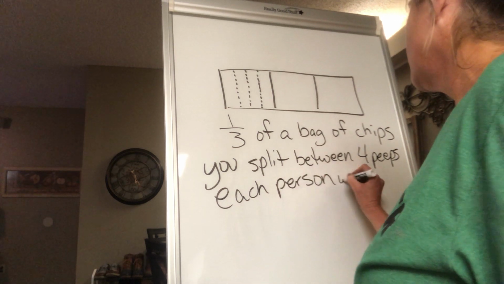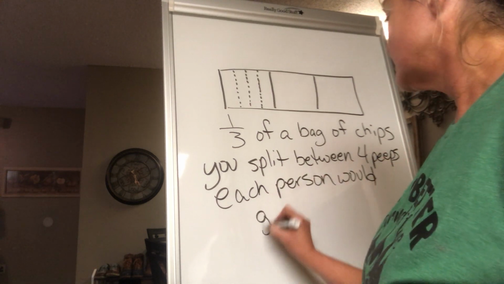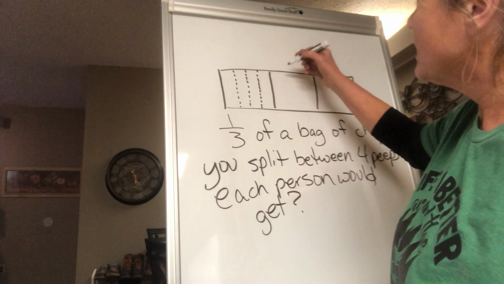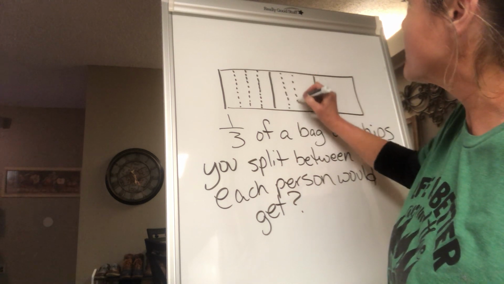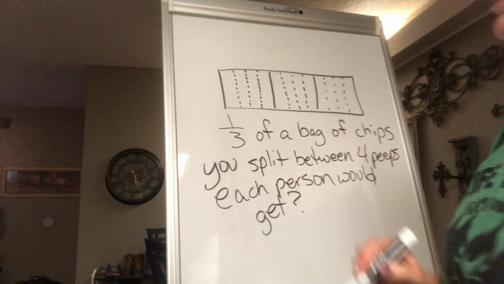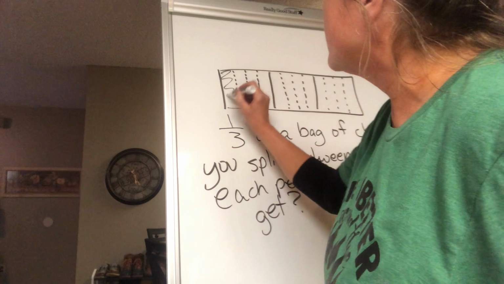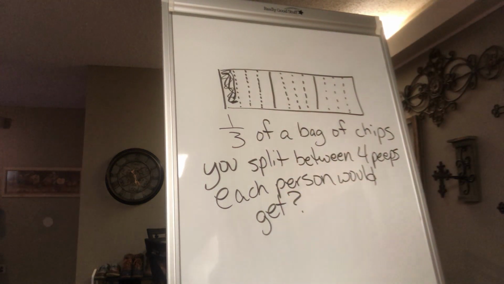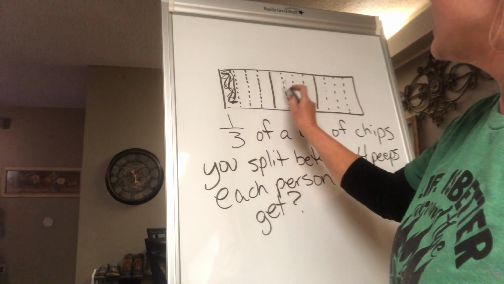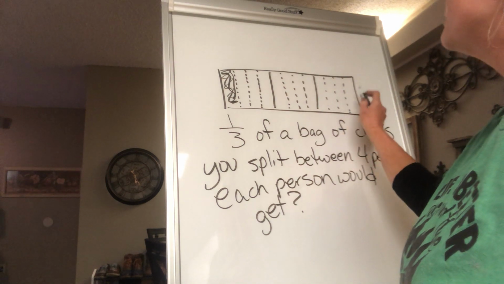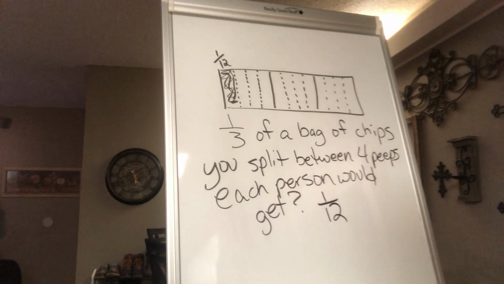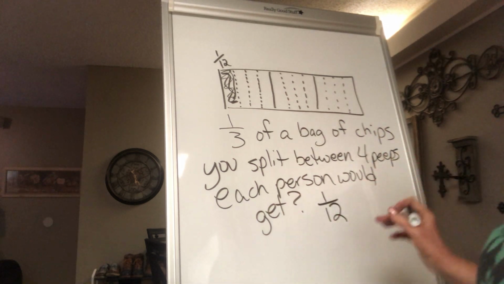Each person would get how much? And let's just go up here and take a look. If all of this was here, and this one little part is shaded in like they have it in your diagram, how much would each person get? 1, 2, 3, 4, 5, 6, 7, 8, 9, 10, 11, 12. So each person would get 1/12. And that makes sense if we do the math on it.